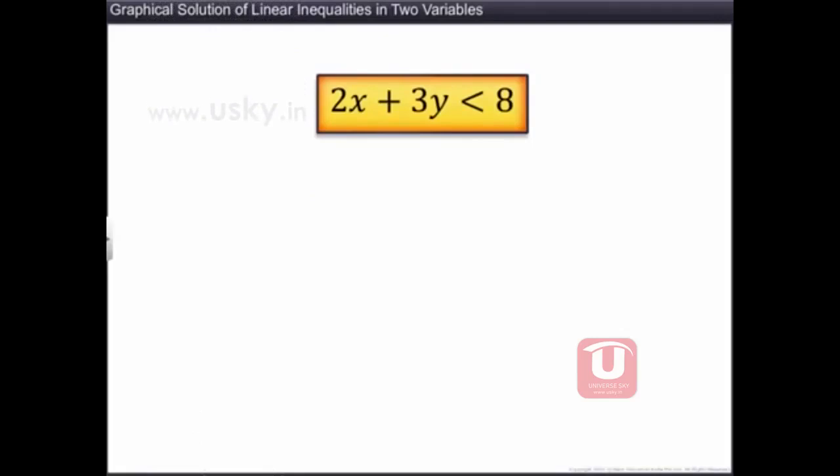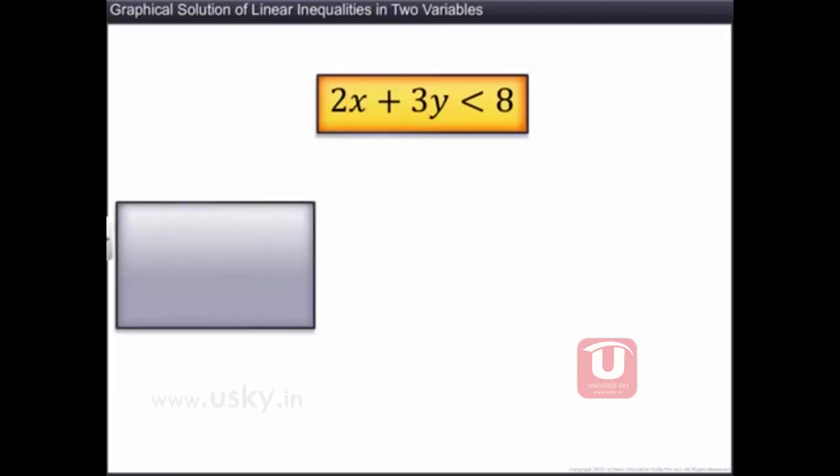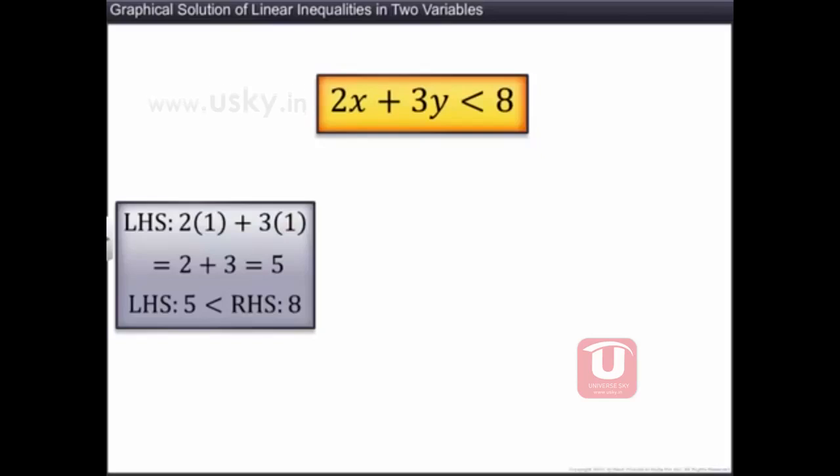Let's find the solution by substituting different values in place of x and y in the inequality. We first substitute 1 in place of x and 1 in place of y. The value of the left-hand side is less than the value of the right-hand side. We can say that x equal to 1 and y equal to 1 is a solution of the inequality since the statement of the inequality holds true.